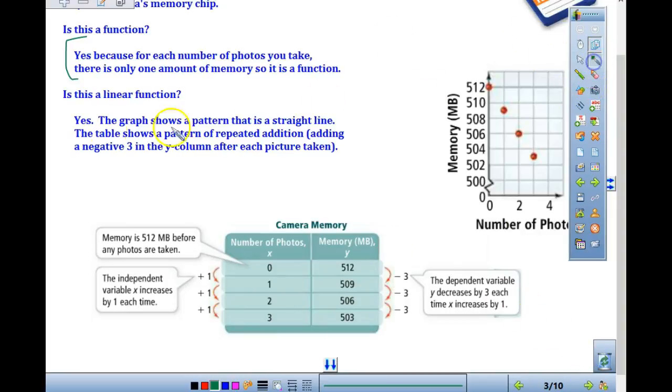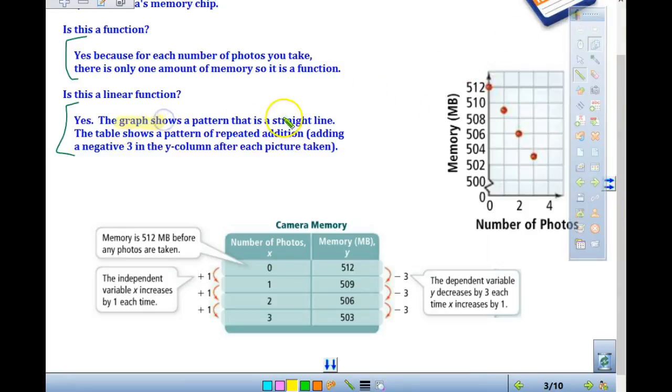First off, if we were looking at that, we could say because when we look at the graph, it's a straight line. Why aren't we connecting this with points? This is still a discrete graph. And the reason we're not connecting it is each picture uses a different memory, but it's not continuous, right? If we look at the table, repeated addition, adding -3.